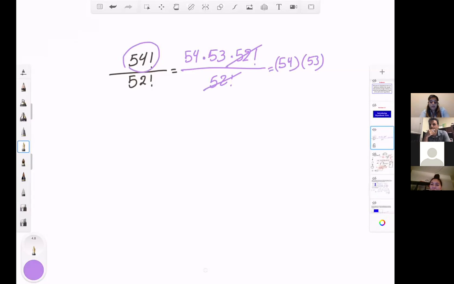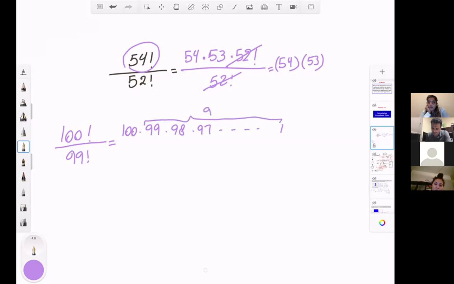Correct? Christine, why 3 numbers though? I was trying to apply it like the previous one you did, when it was just 2 numbers. 100 over 99 factorial, correct? 99 was exactly after 100. So instead of putting 100 times 99 times 98 times 97 all the way to 1, I said this much is 99 factorial divided by 99 factorial, so they cancel.